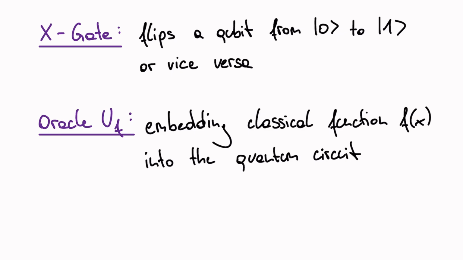It's important to understand that the oracle doesn't return a value in a classical sense. It doesn't print out the result. Instead, it changes the state of a qubit in the system depending on the value of f of x. So when I say we apply the oracle, I mean that this function f of x is now embedded in our quantum circuit and becomes part of the overall operation.